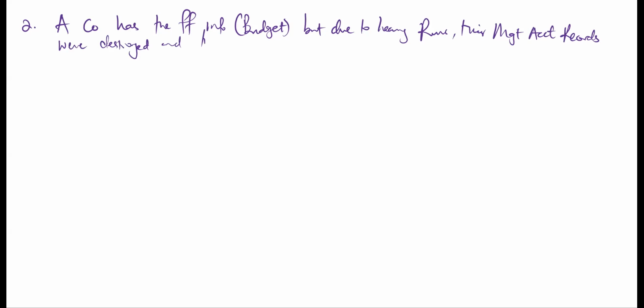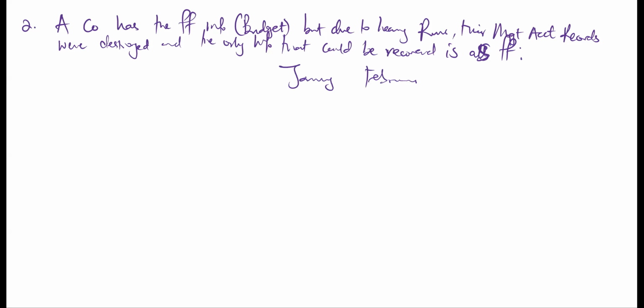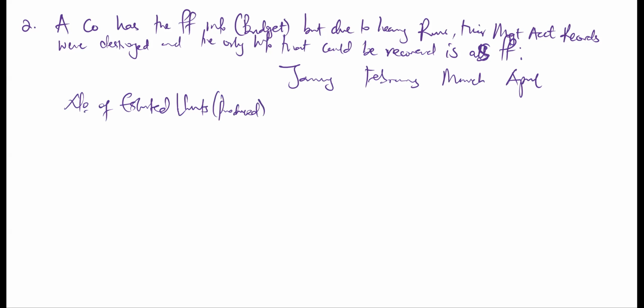and the only information that could be recovered is as follows. We have January, February, March, April. This is the information we have. Then we have the number of estimated units produced. Please be writing alongside so that we do not spend time. As I'm writing, we are writing.